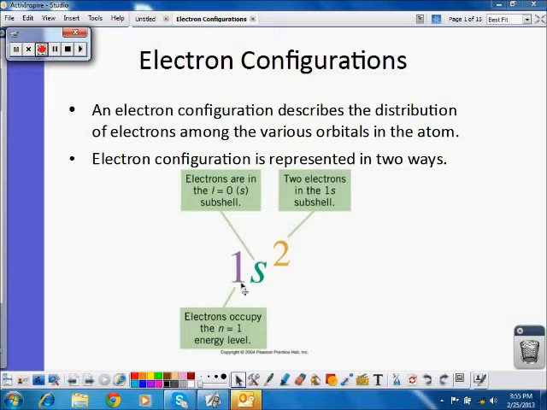One is to do this spdf notation, where the first number represents the n number. So this would be n equals 1. The letter represents the sublevel or subshell. Remember, l equals 0 is an s, l equals 1 is a p, l equals 2 is a d, l equals 3 is f. And then the superscript tells me how many electrons are in that particular sublevel.